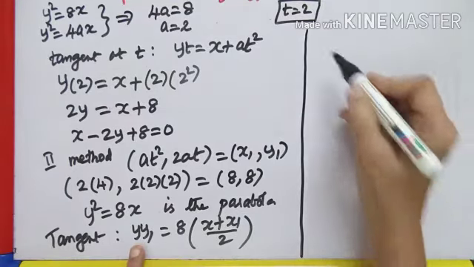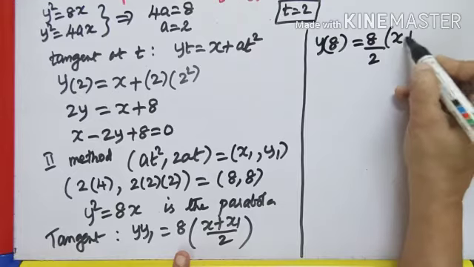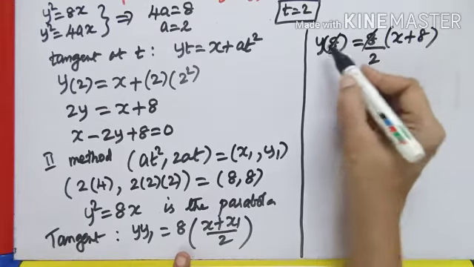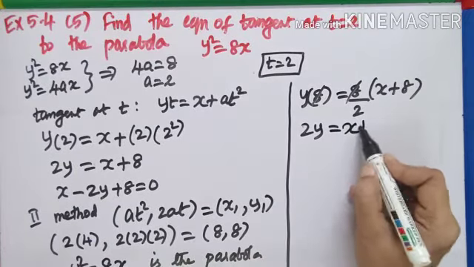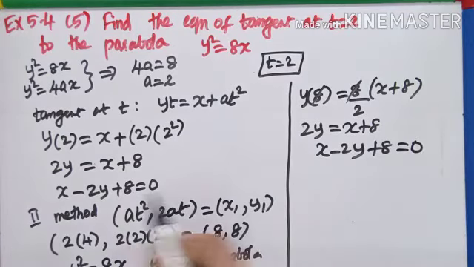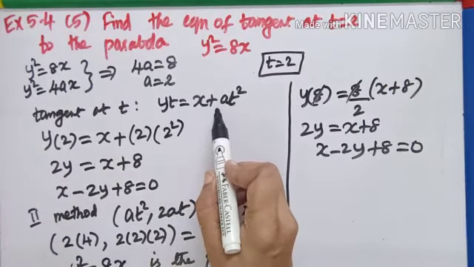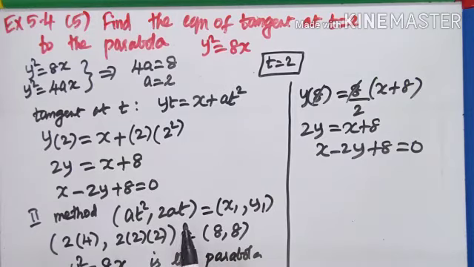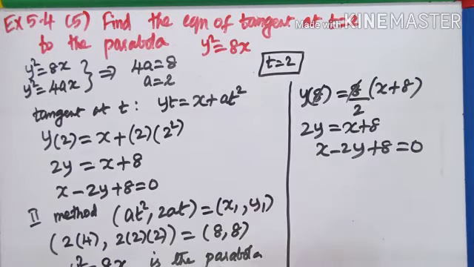So this will give rise to y into 8 equals 8 by 2 into x plus 8. 8 and 8 cancel, cross multiplying, 2y equals x plus 8 or x minus 2y plus 8 is equal to 0. Both the cases we arrive at the same equation. Here I must remember the tangent formula. Here if I remember this parametric representation, I can find out x1, y1 and proceed on to the tangent. Both are correct. Proceed with any one method, whichever you are comfortable.